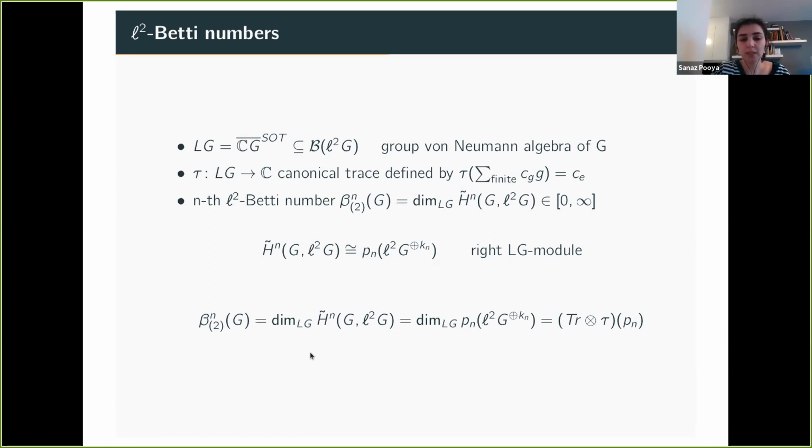So now, by one standard identification, we see that the nth L²-Betti number of a group G is the value that the canonical trace would associate to this projection. So by trace, I mean the matricial trace.